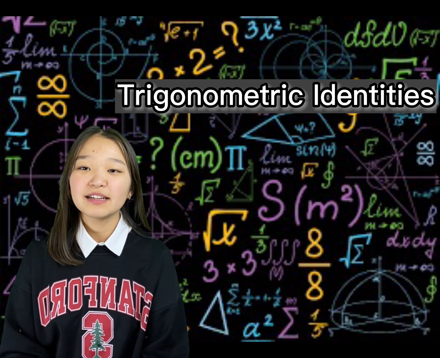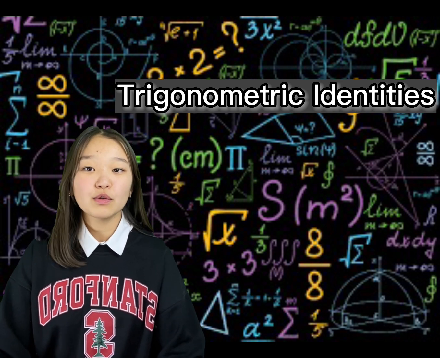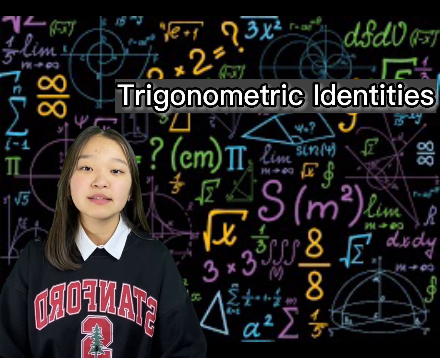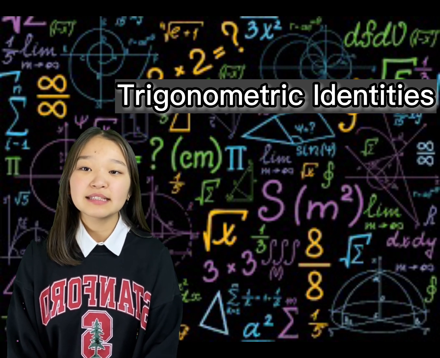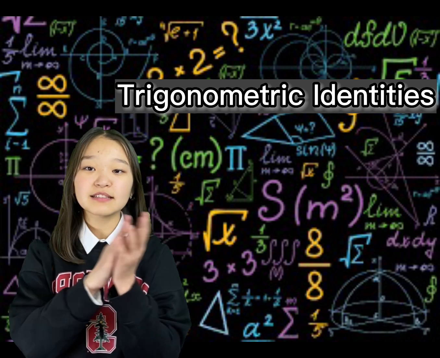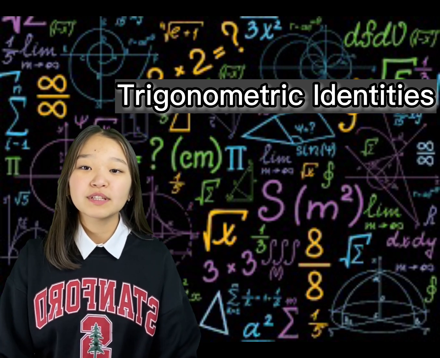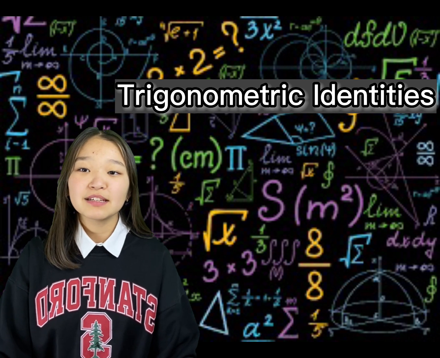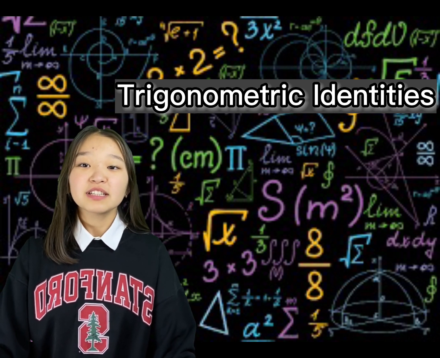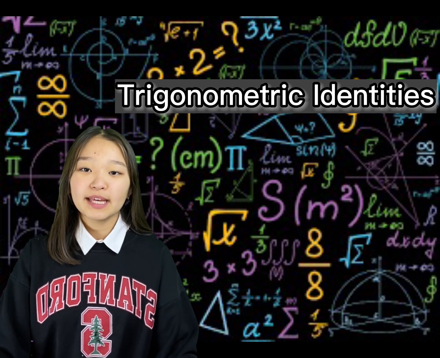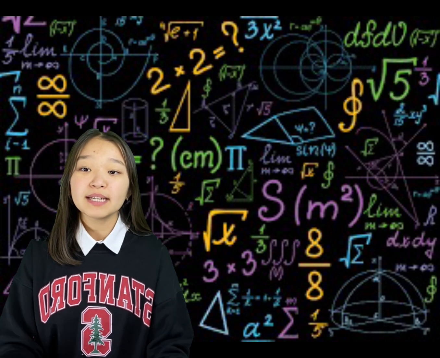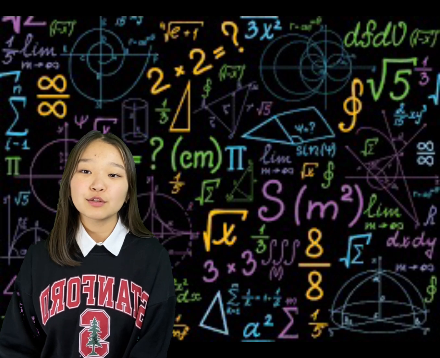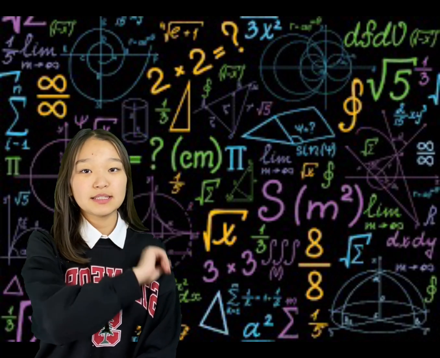To verify an identity, you try to show that one side of the identity is the same as the other side. You take either the left-hand or right-hand side of the identity and do algebraic operations to obtain the other side. Generally, it is easier to begin working with the more complex side of the identity. And so, let's look at some examples.